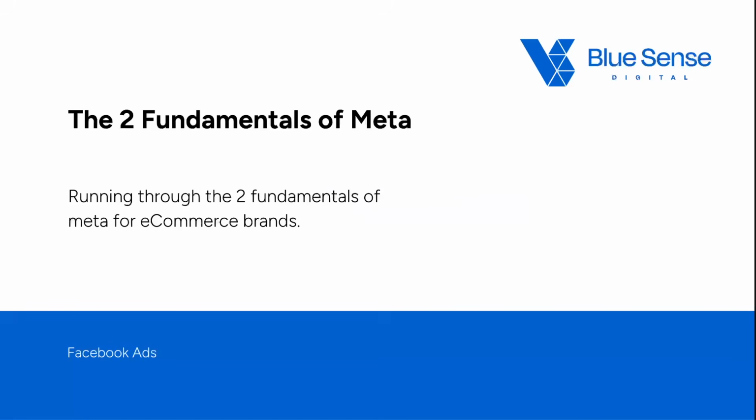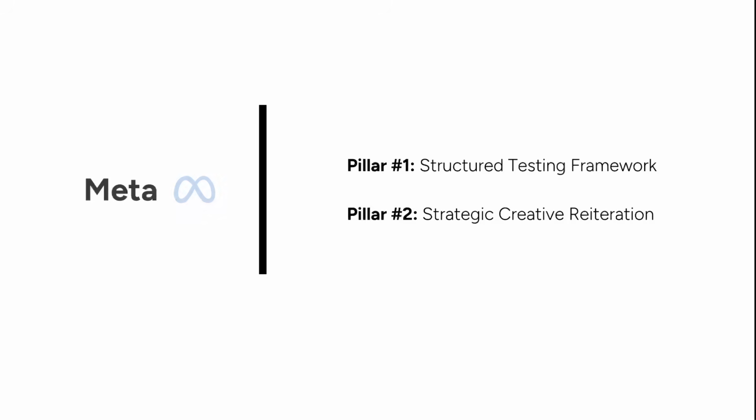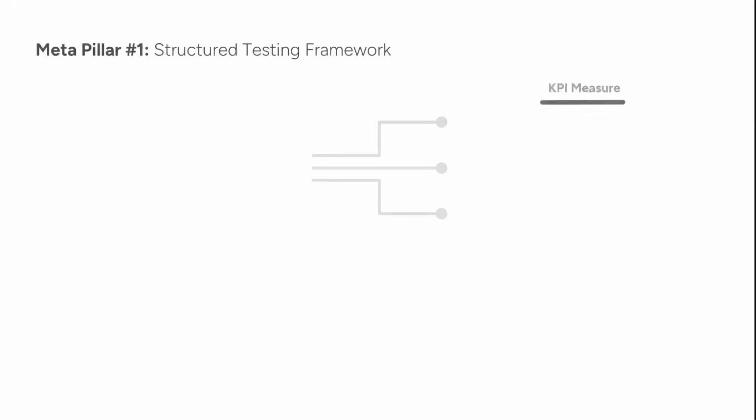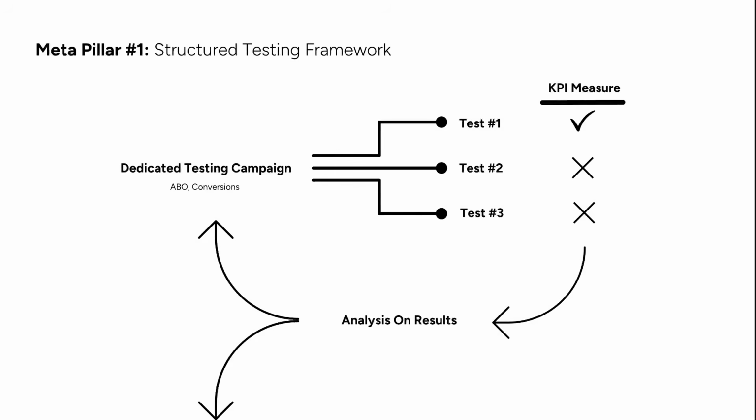And so just to recap the video, we went through the 2 fundamentals of Meta, which was having a structured testing framework, doing that through a conversion-based ABO campaign, where we then go through a thorough analysis process that then reiterates into the following tests that are being run. As we find things that are working within the account, they get pulled out into their own dedicated scaling campaigns. On top of that, we have a dedicated retargeting campaign that's targeted at 90-day visitors, where we're handling objections within the creative assets that we're placing within that ad set.